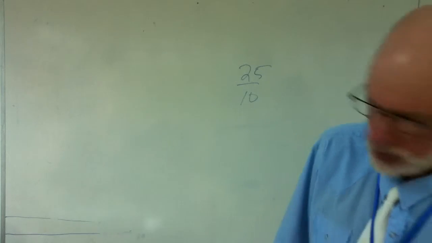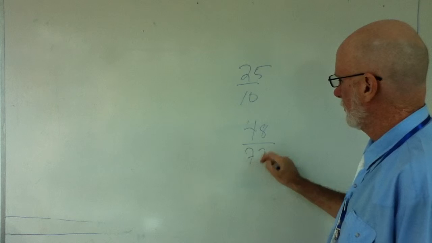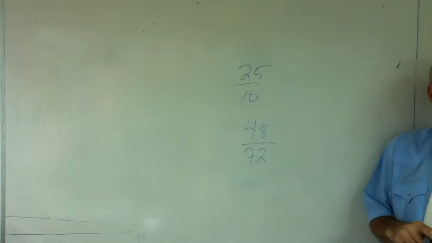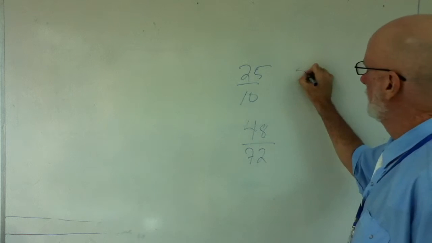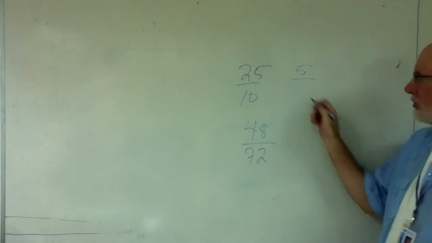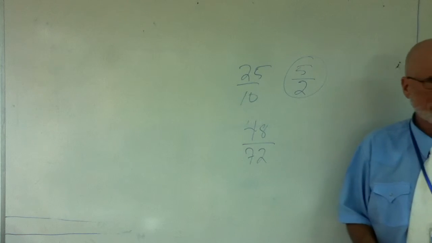Let's do 48 over 72. All right, so how would I do that? What can I factor out of 25? What do you think? 5. All right, 25 divided by 5 is? 5. 10 divided by 5 is? 2. Is that lowest terms? Yes.